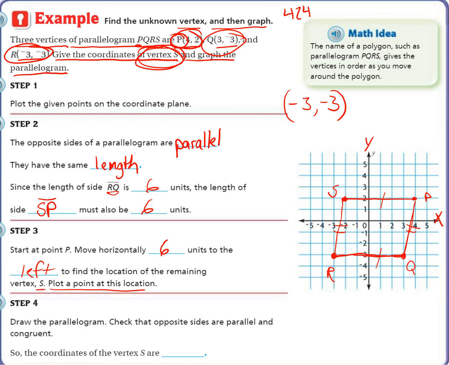So the coordinates of the vertex S are, well, if we started here, we always do x first. So if we start at the origin 0, 0 to get to S, we have to go to the left 2, so -2. And then we have to go up 2, so up would be +2. So there's our coordinate.